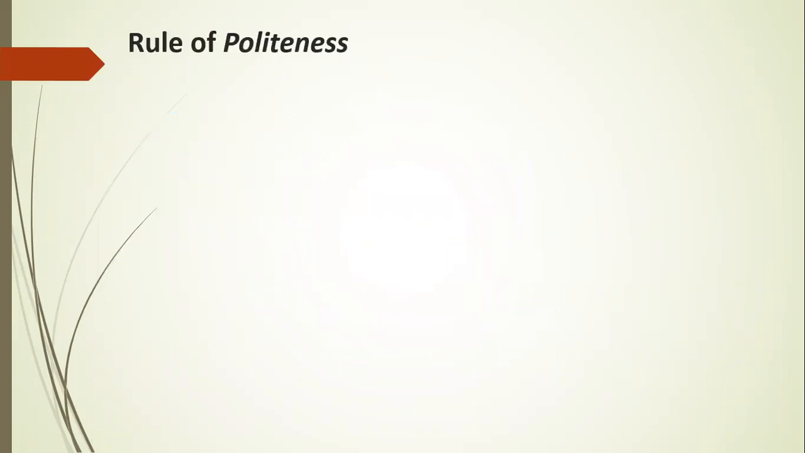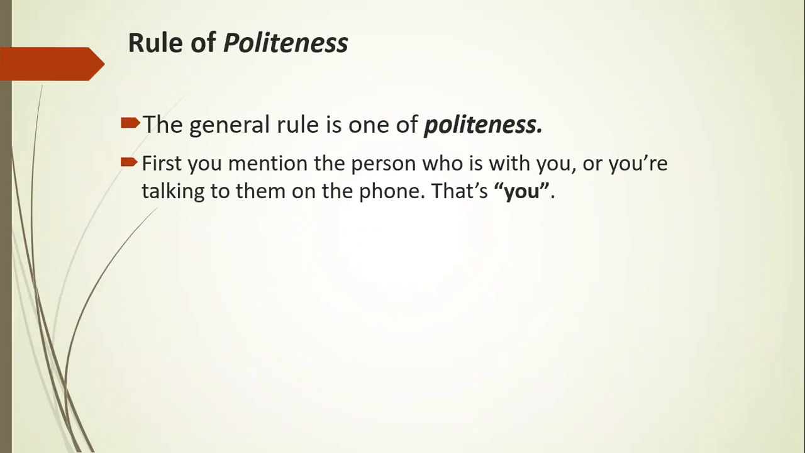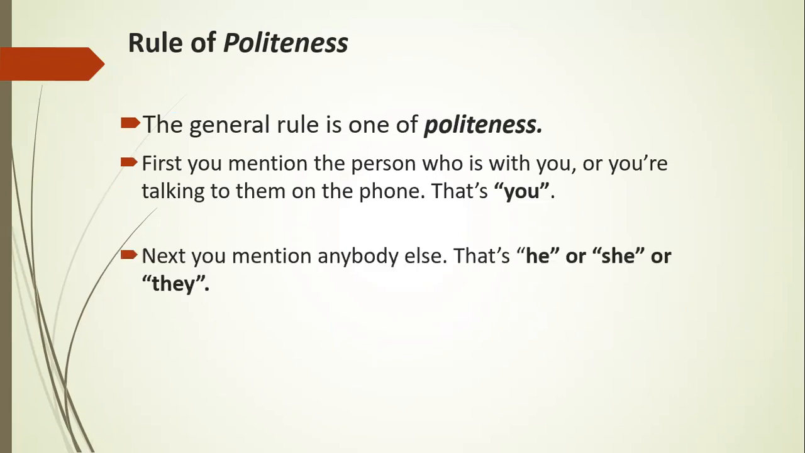The rule of politeness is very important to understand. The general rule when we talk about the order of personal pronouns is one of politeness. First, you mention the person who is with you or you are talking to on the phone, that's you. Next, you mention anybody else, that is he, she or they. So when we talk about the order of pronouns, especially singular, when you talk to someone, you need to give them priority. This is the rule of politeness, respect, regard.